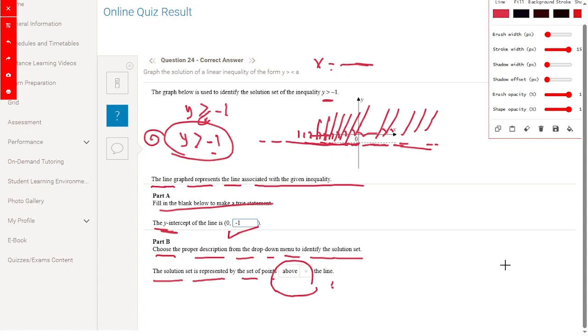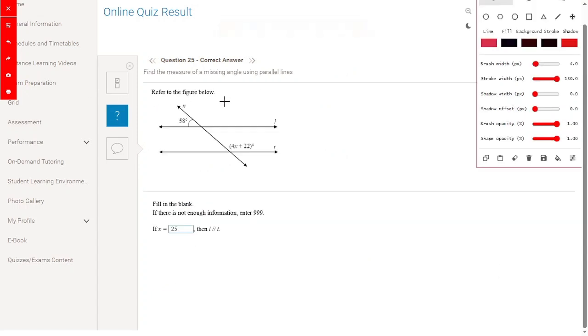Now refer to the figure below. Fill in the blank. If there is not enough information, enter 999. If x equal, then L is parallel to T. Means this one is parallel to T. There's a transversal line, and we have this angle, and we have this angle.